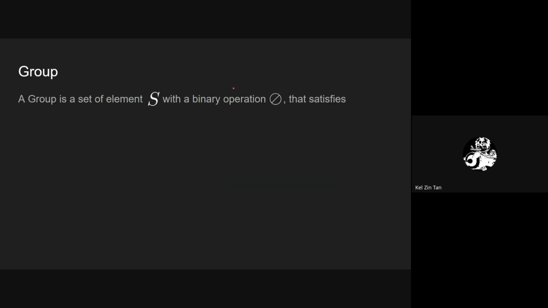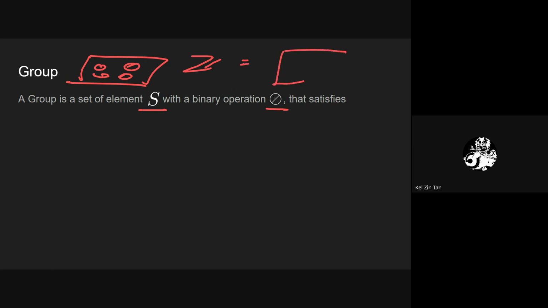Now we have a binary operation, and let's say we have a set of elements. A set of elements is just a collection of stuff. We can think of it as a box, and the box will have different things. For example, the integers Z will be a box, and in this box we have -1, -2, 0, 1, and so on. It's just a collection of things. It doesn't really mean anything, or rather it means a lot of things, but it's a collection of things.